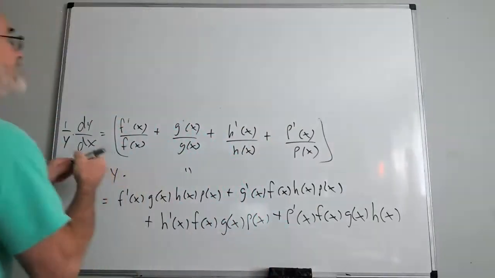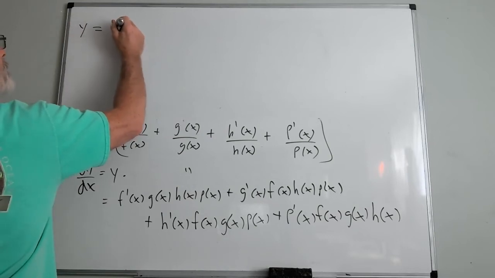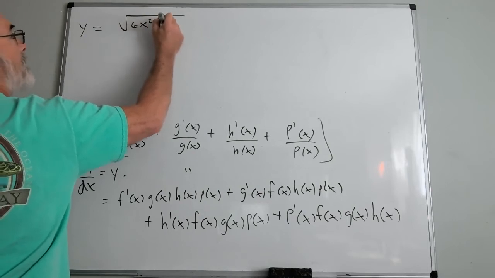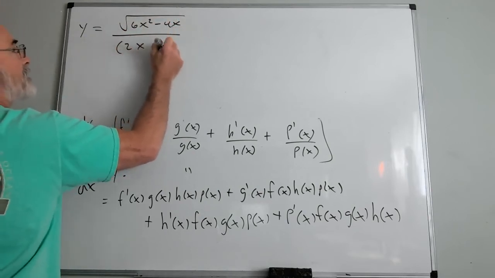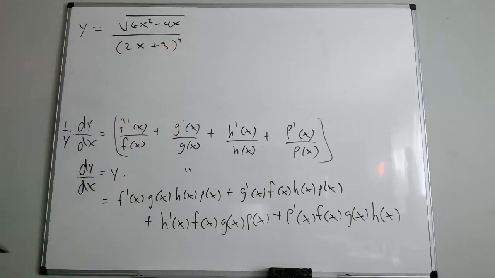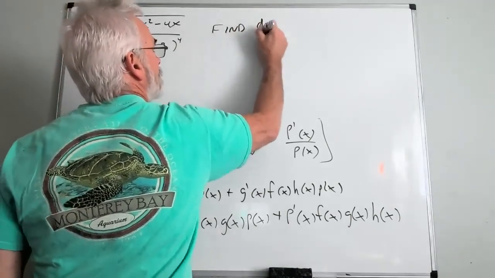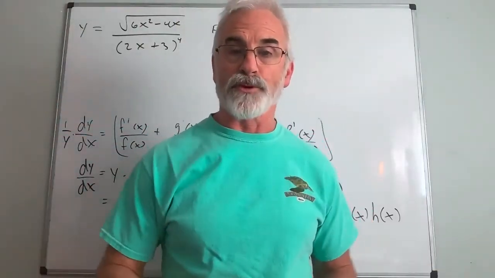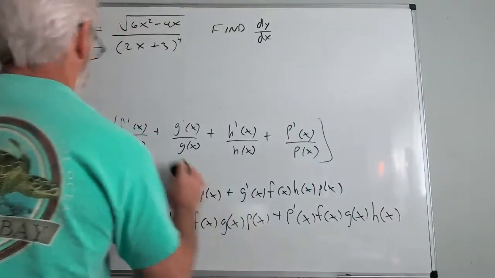In fact, let's do something like this. y equals, how about the square root of 6x squared minus 4x over 2x plus 3 to the 4th power. I want to find dy dx. Well, clearly this is a quotient rule problem, or is it? I wouldn't use quotient rule on this one, not at all.